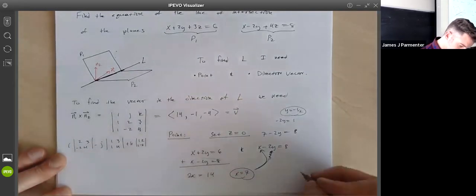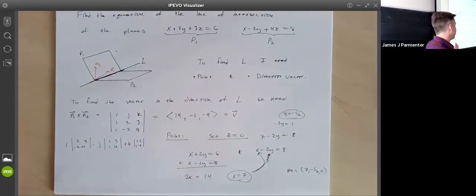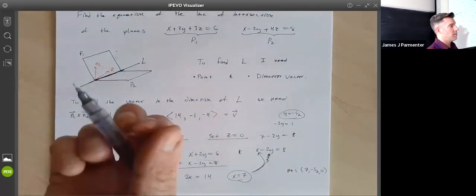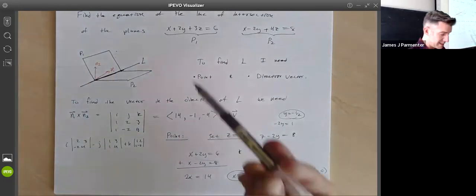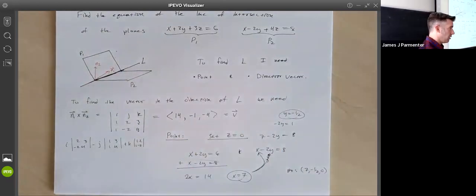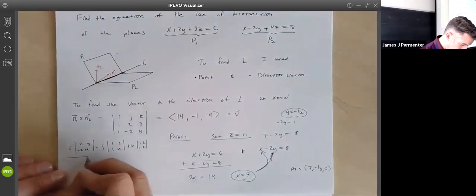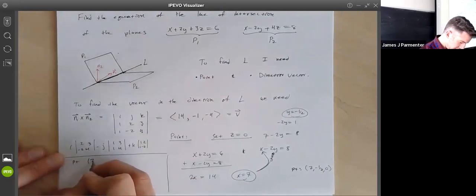So our point is 7, -1/2, 0. This is definitely not the only point, right? There are probably literally an infinite number of choices. You could have set x equal to 0 and then solved for y and z and gotten another point that way. So here's what we have. Our point is 7, -1/2, 0.